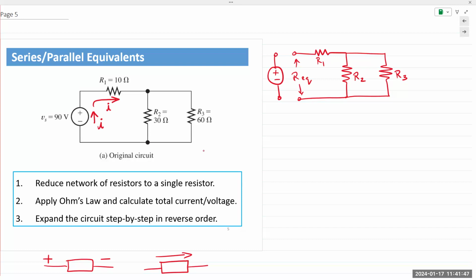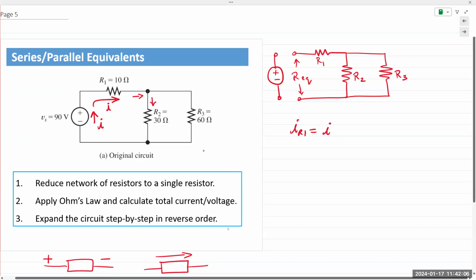So the current flowing through R1 is exactly the same as I. So I flows through the circuit, comes to this junction. Some of it goes down here, some of it goes down here. It splits into two. And the split values depend on the values of R2 and R3.